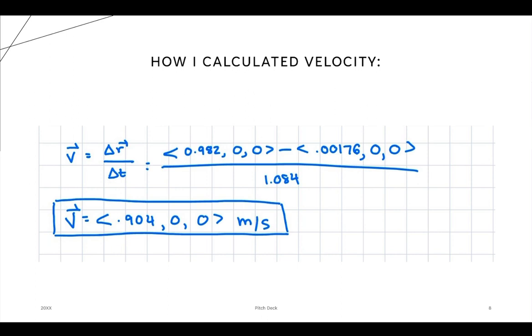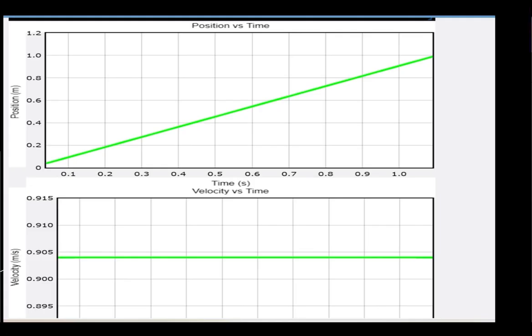This is how I calculated velocity. Velocity is change in position over change in time. So I used the Tracker data to find the final position and subtracted the initial position and divided it by the total time of the video. That's how I found the velocity vector, which I put into GlowScript.